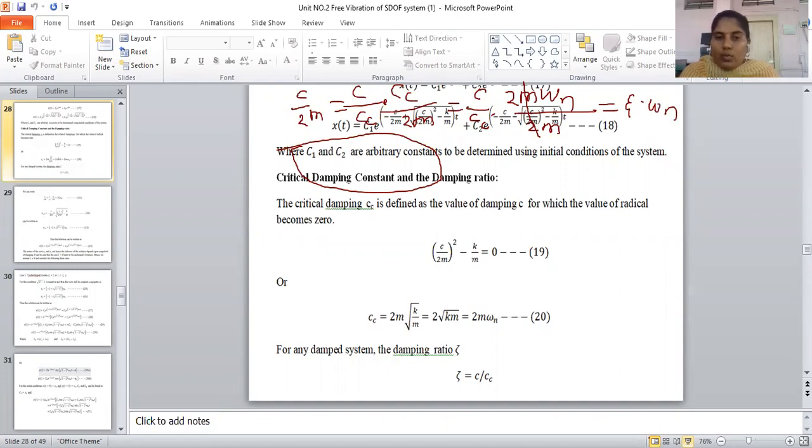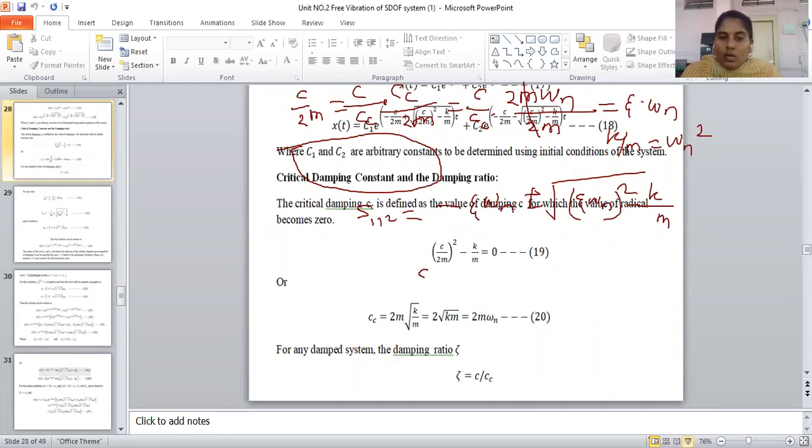That value we have to put in this equation. So S1, S2 will be equal to minus of C by twice M. So what is the C by twice M? That value is zeta omega n. So minus zeta omega n plus or minus root of (C by twice M value, that is zeta omega n) bracket square minus K by M. So already we know what is the K by M. K by M is equal to omega n square.